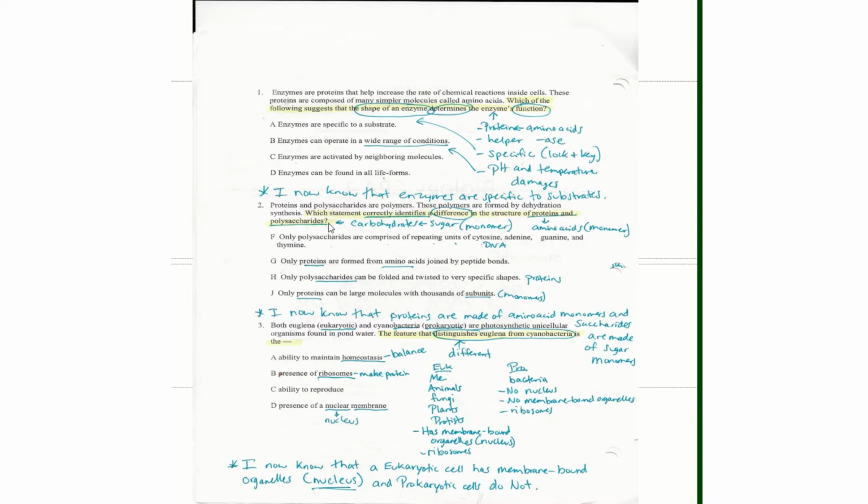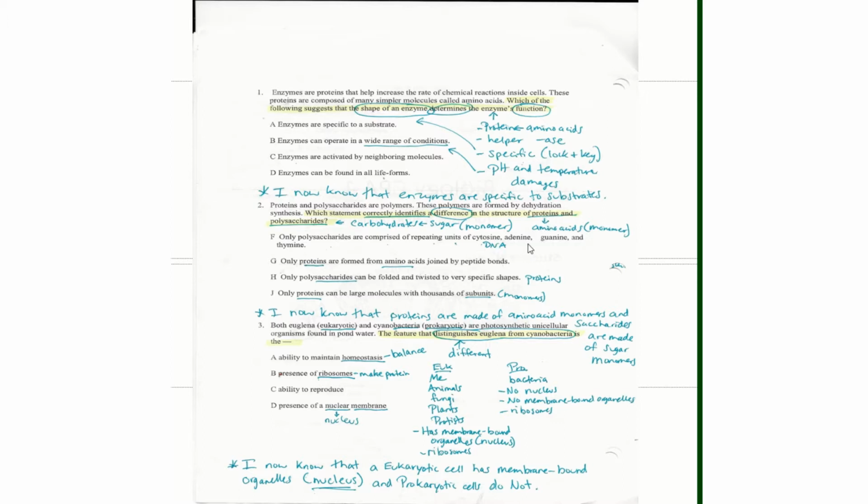Number 2, which statement correctly identifies a difference in the structure of proteins and polysaccharides? We did this together. Make sure you highlight the question, then you underline and circle what's important. Correctly identifies differences, proteins, and polysaccharides. And now what do you know about it? Carbohydrates, sugar, monomer are polysaccharides, right? They're sugars. Amino acids are the monomers that make up proteins.